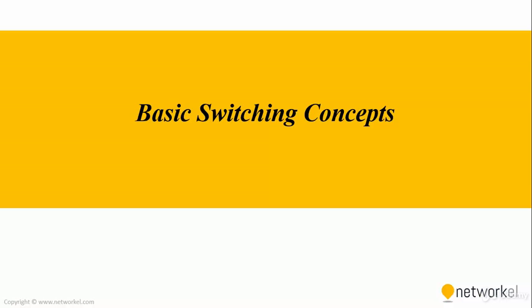Cisco divided the CCNP certification exam into three main parts, and they are switch, route, and T-shoot. And we are going to start with the switch part, and this first section will be about the basic switching concepts.